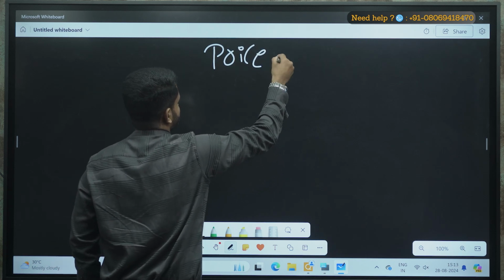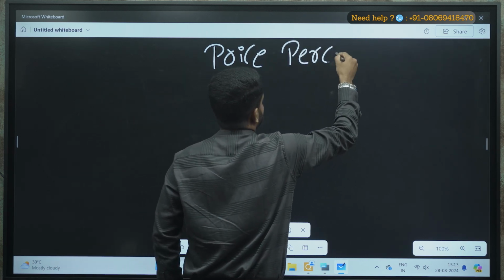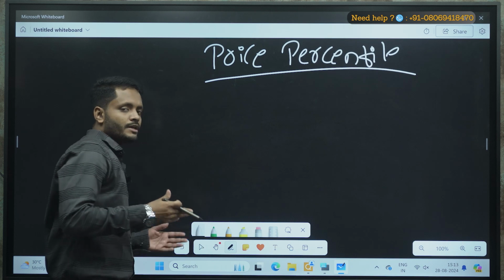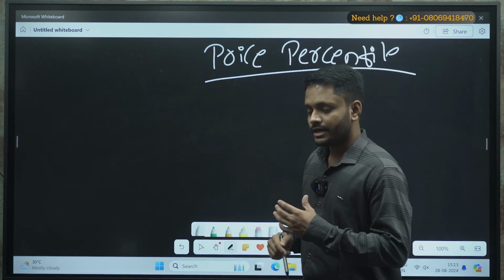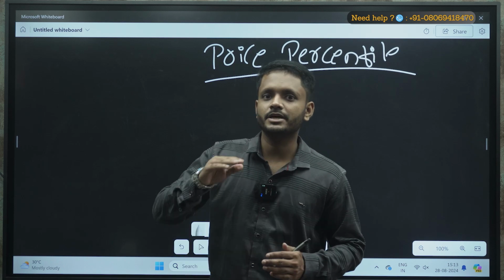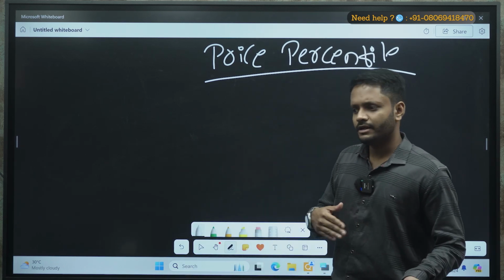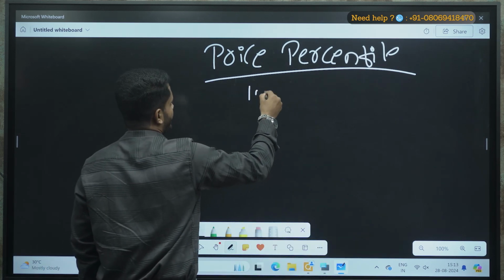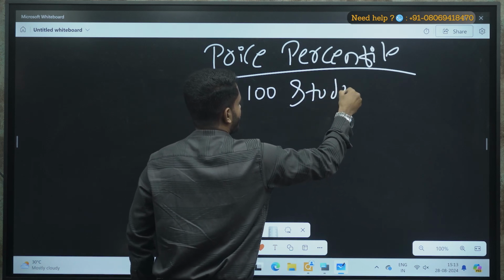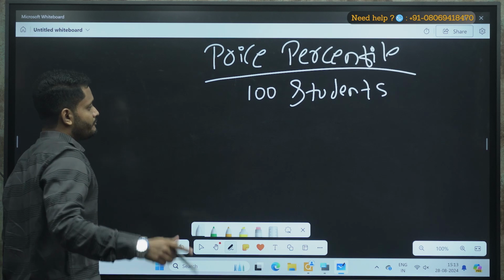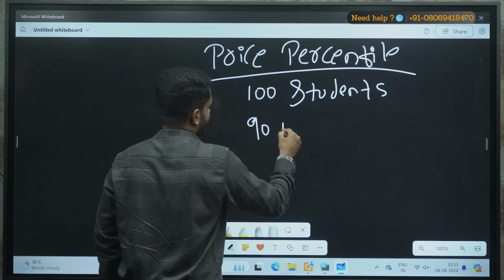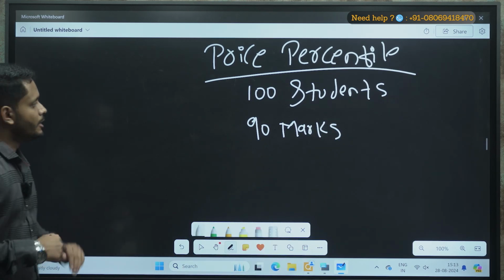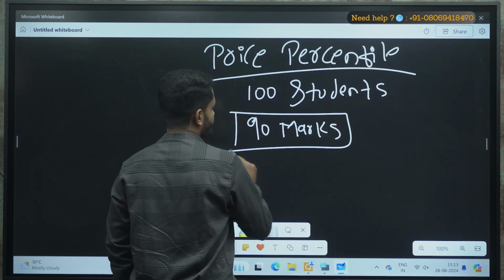Let me write it down, price percentile. Say for example, if you are giving a CET exam or CAT exam, the cutoff is usually marked based on the highest. Say there is a class of 100 students. Out of these 100 students, one student has scored 90 marks, and all the other students are below him. So let's say he is the first.